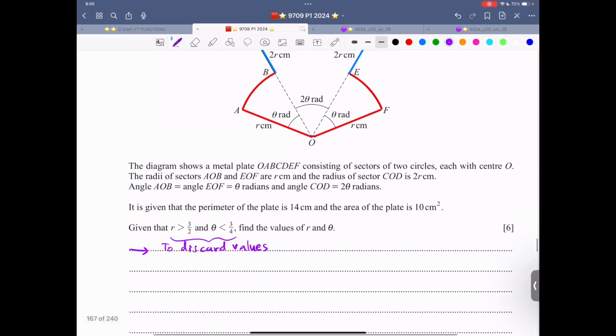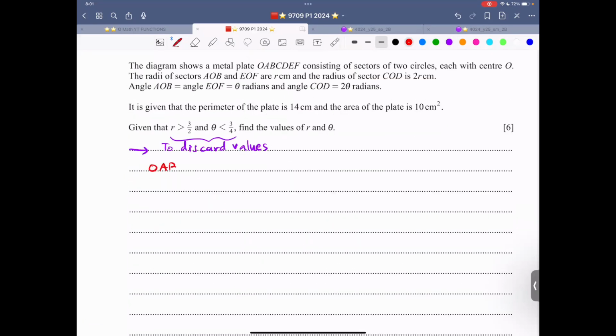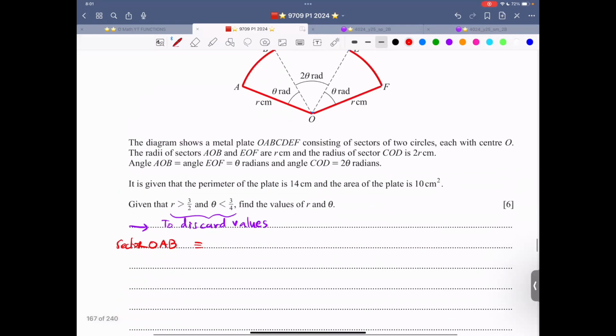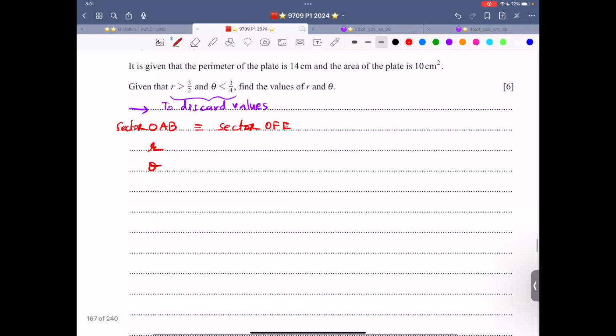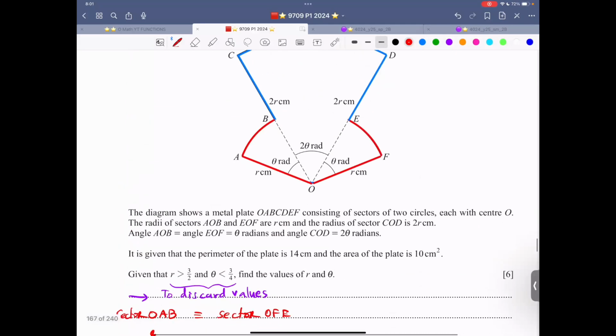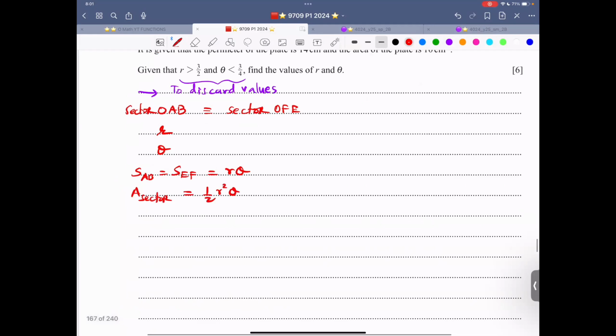So now if I talk about this red sector OAB, that is the same thing as sector OFE. This is exactly the same. The radius is R, the angle is theta, the arc lengths SAB and SEF are the same, which is R theta. And the area of this sector, maybe I'll need it later, is half R squared theta. So I have both of these things.